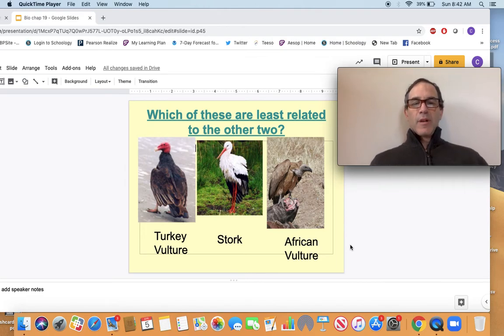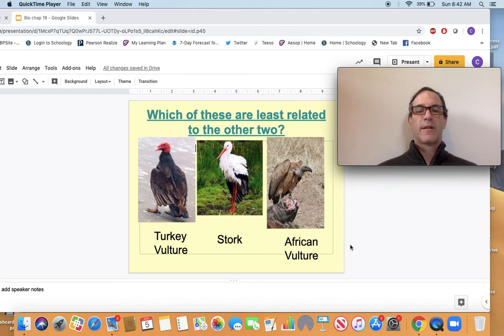Here's another example that I want you to think about. Which of these one is least like the other two? You may say to yourself, well, the stork, right? That's out. Turkey vulture and African vulture are both vultures, and if you know something about vultures, they're both scavengers, so they have a similar type of habitat and niche.